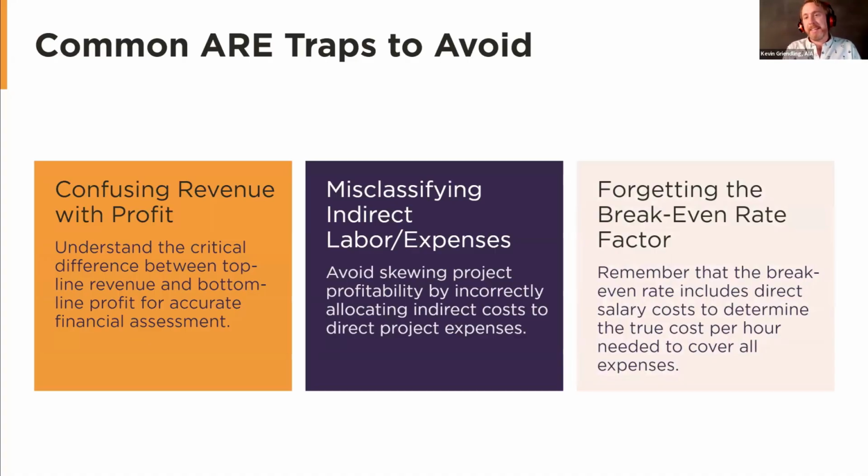And then forgetting the break-even rate. So the break-even rate you may confuse with your multiplier, but it's not. Like I said, the break-even rate is not something that changes often. It only changes when something changes in the structure of your firm. Break-even rate is just a line that you need to be above, whereas your multiplier can change a lot.